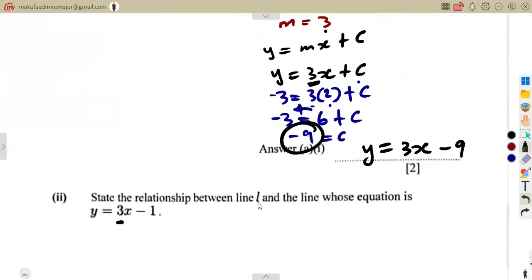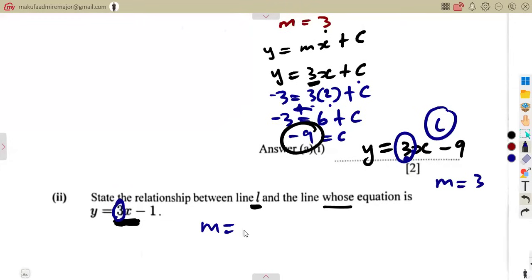State the relationship between this line L and the line whose equation is this. What is the relationship between our line L, this one, and this one? As we can see, the gradient of L is 3. On this other line, y is also the subject, so this 3 is the gradient. The gradient here is 3, and the gradient here is 3.